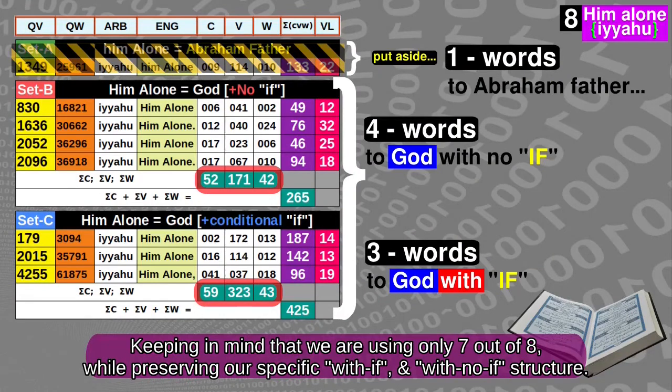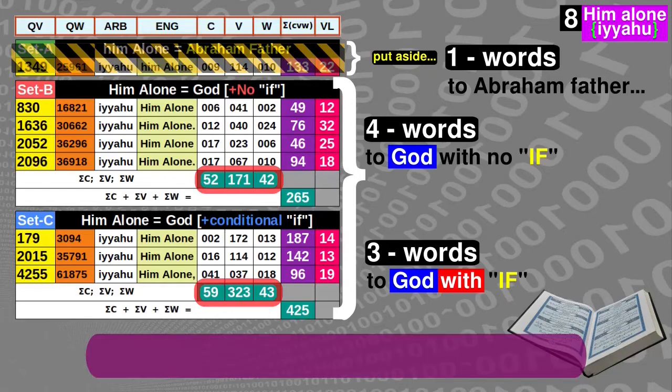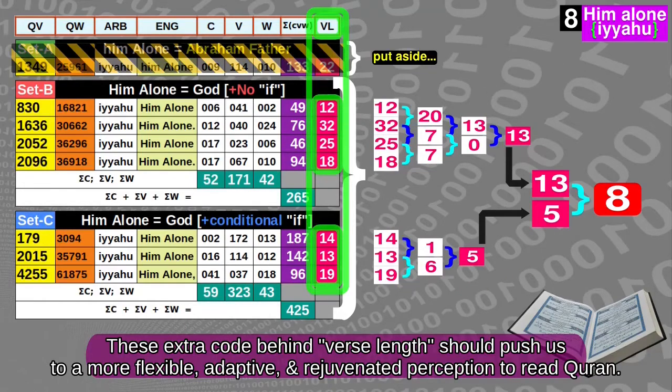Keeping in mind that we are using only 7 out of 8, while preserving our specific "with if" and "with no if" structure, these extra code behind verse length should push us to a more flexible, adaptive, and rejuvenated perception to read the Quran.